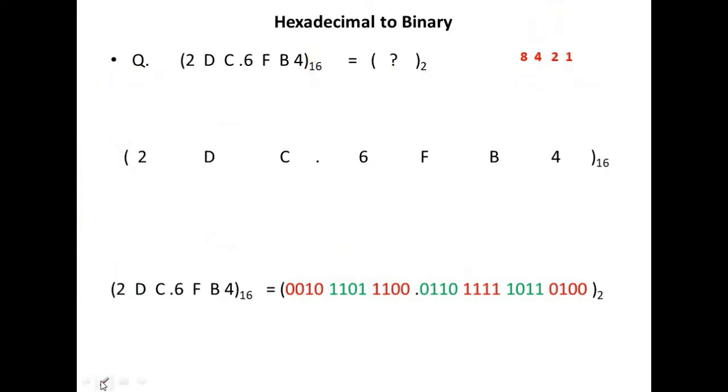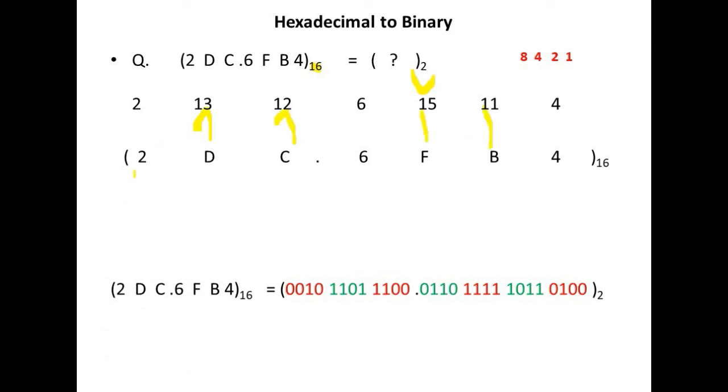Let us take one more question in the hexadecimal system. Here we have taken 2DC.6FB4 base 16, to be converted into the binary system. So we have written this number separately: 2DC and 6FB4. We know that D is written as 13, C is 12, F is 15 and B is 11.